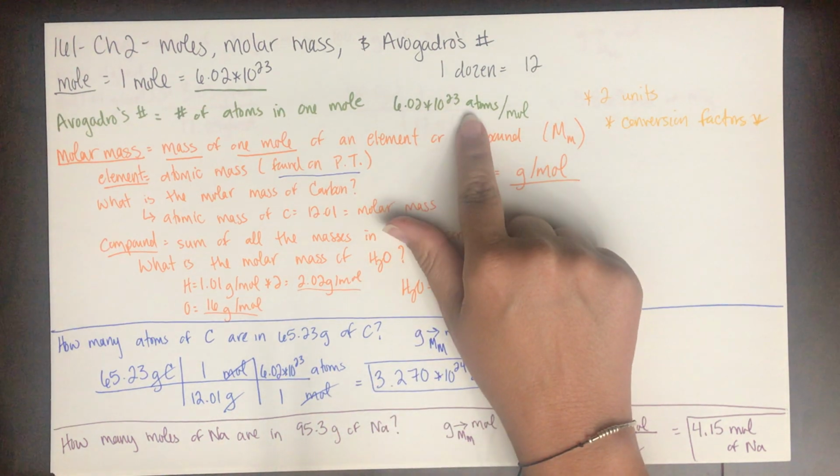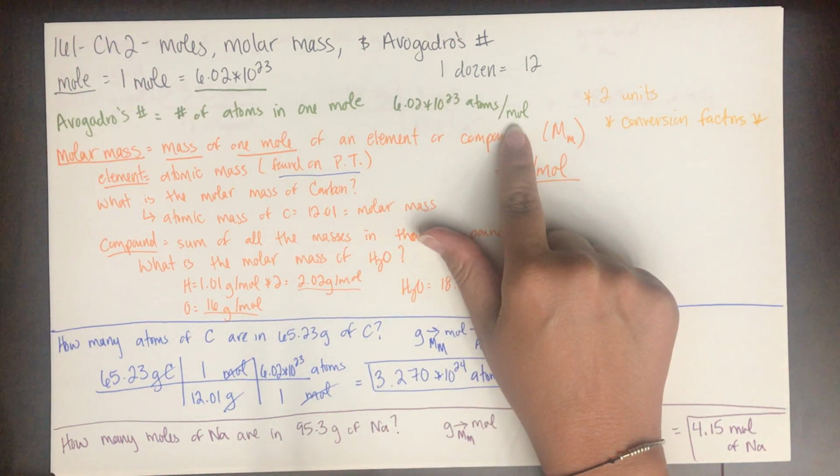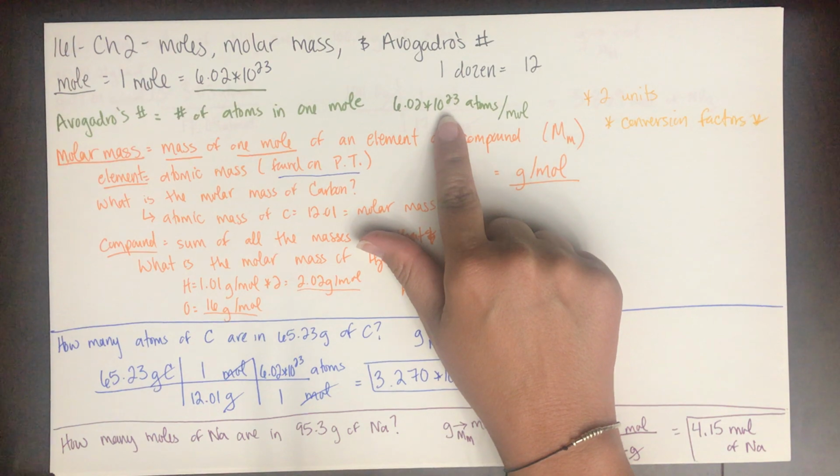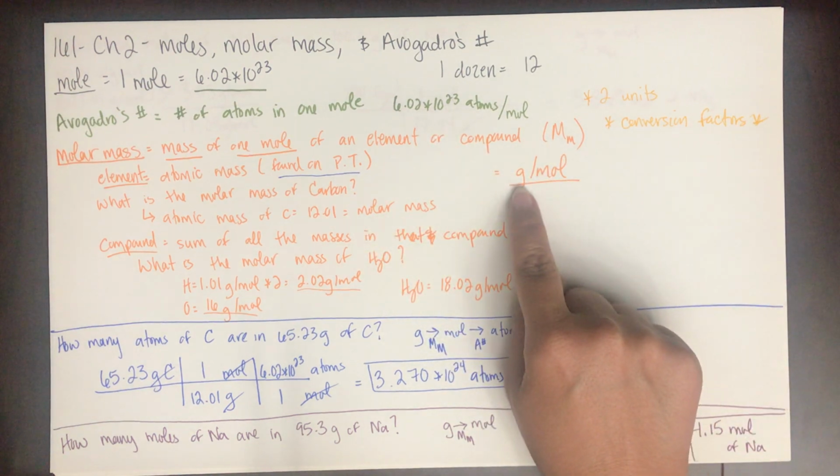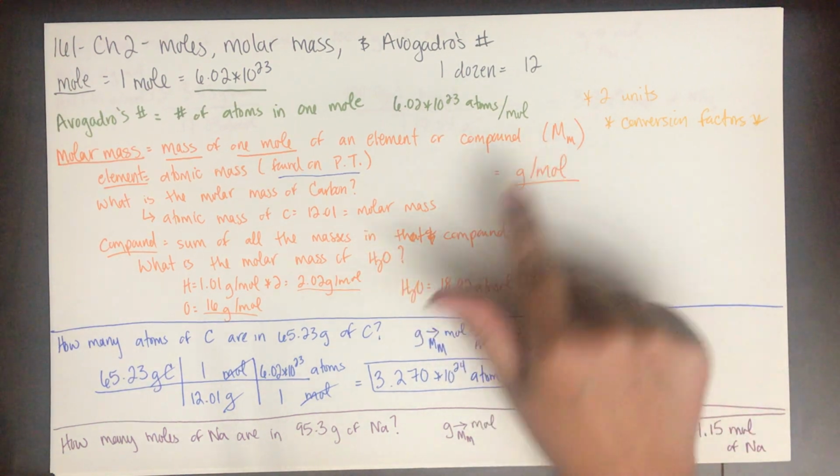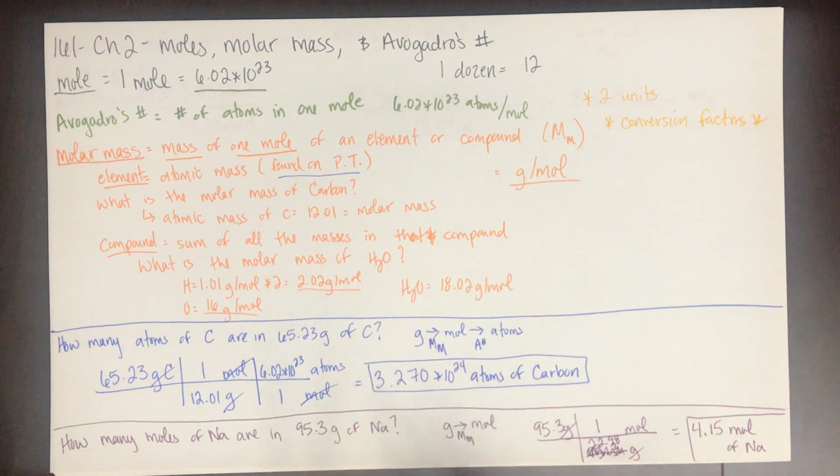So if you're asked how many atoms are in a certain number of moles, you would use Avogadro's number. If you're asked how many moles from a certain number of grams, you would use the molar mass, or you could do both like we did in this example here. So just another example of dimensional analysis using moles, molar mass, and Avogadro's number.